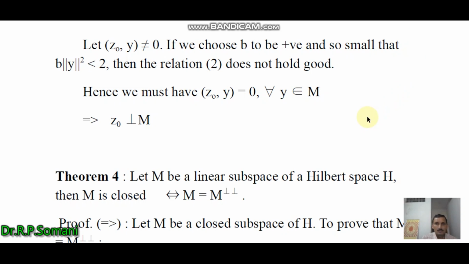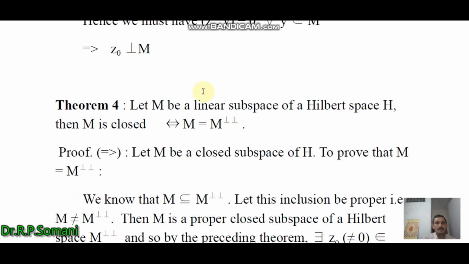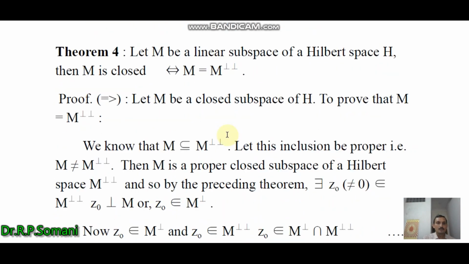Now we have theorem 4. This tells us that, let M be a linear subspace of a Hilbert space H, then M is closed if and only if M equals M double orthogonal. So first we prove the implies part.